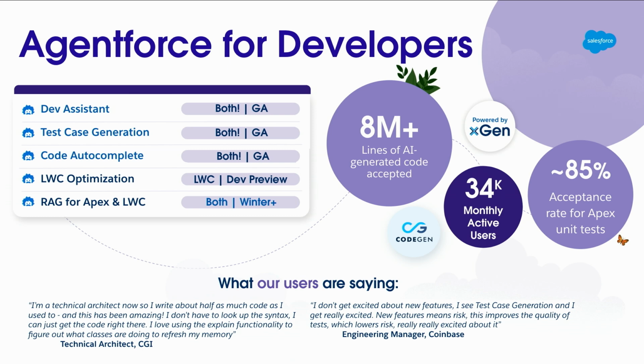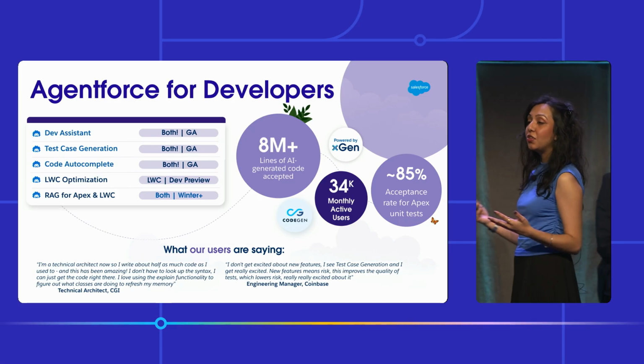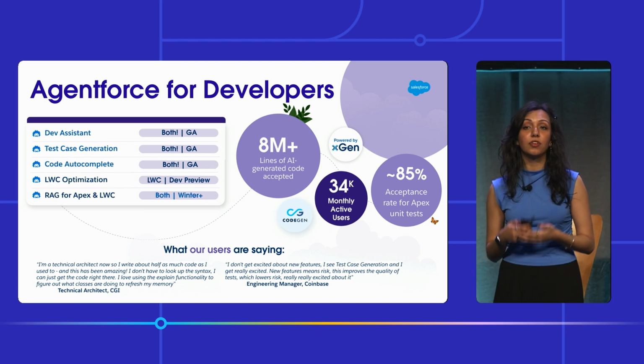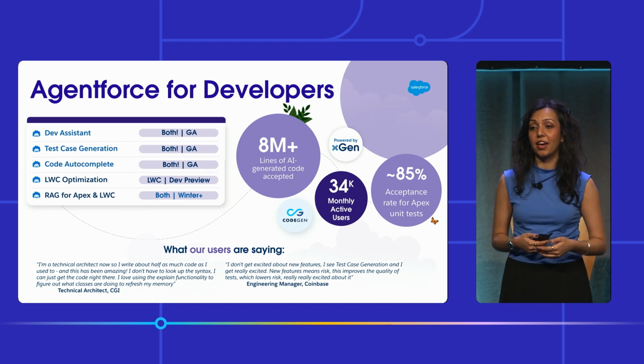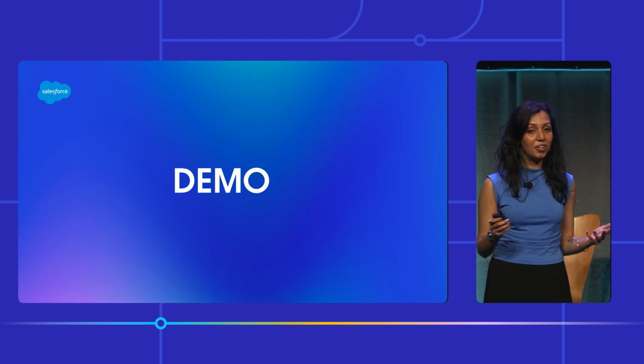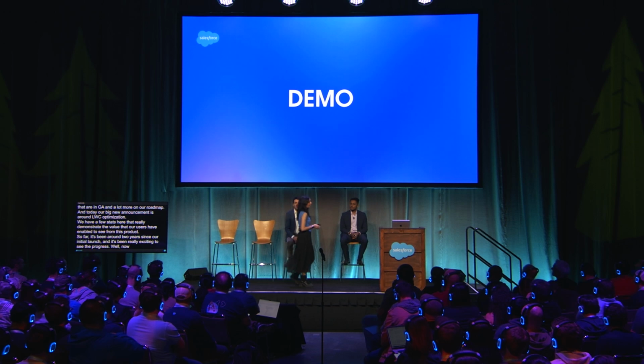So as I mentioned earlier, again, Agentforce for Developers is GA today. We have a number of these capabilities that are in GA and a lot more on our roadmap. And today our big new announcement is around LWC optimization. We have a few stats here that really demonstrate the value that our users have been able to see from this product so far. It's been around 2 years since our initial launch, and it's been really exciting to see the progress. Well, now let's go ahead and get started with a demo.